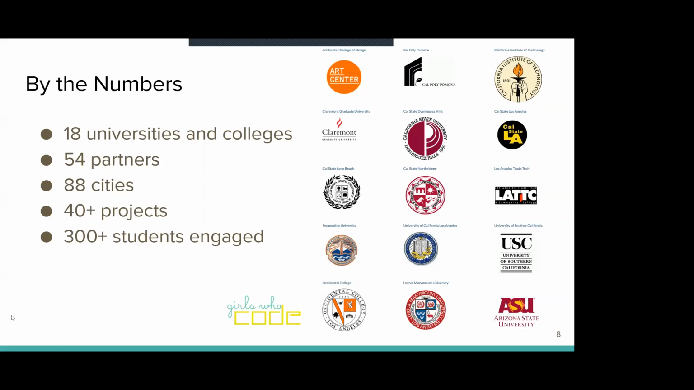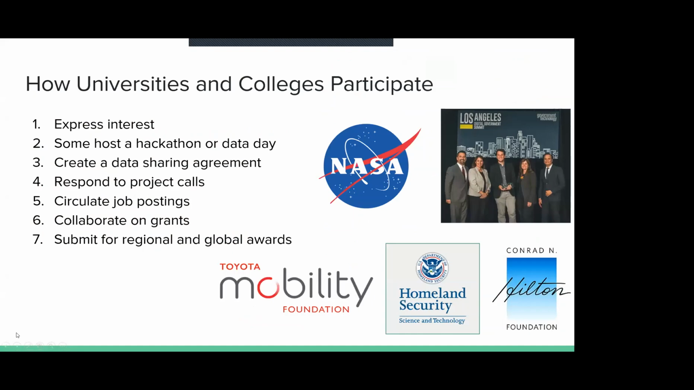And over the few years of the program, we've had 54 different partners, over 300 students, and over 40 projects. Again, this is a service that's free of cost to cities and really brings in some interesting innovations and new ideas and opportunities. The next slide talks a little bit about how universities and colleges participate.